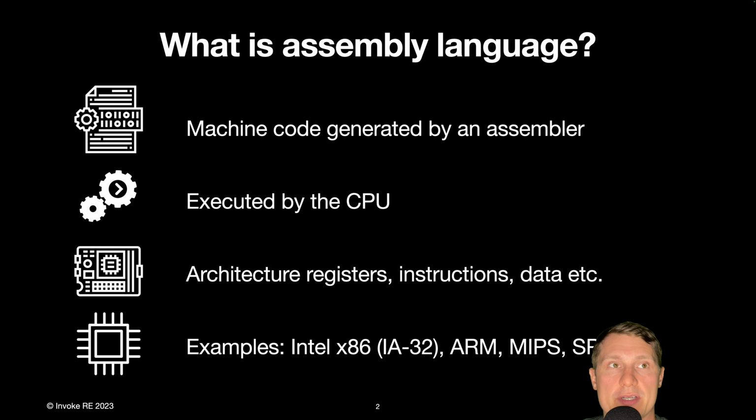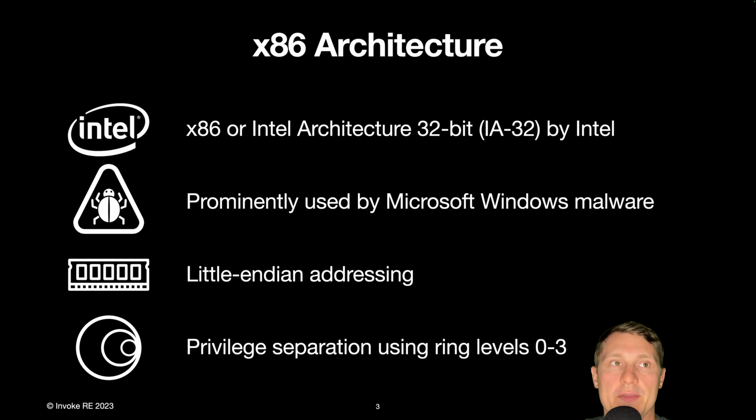An assembly language is a representation of machine instructions which are executed by a CPU. These languages are specific to CPU architectures which contain registers, instructions, ways to reference data, and store data. Examples of CPU architectures include Intel x86, ARM, MIPS, and SPARC. In this course, we'll be focusing on the x86 architecture and the x86 assembly language.